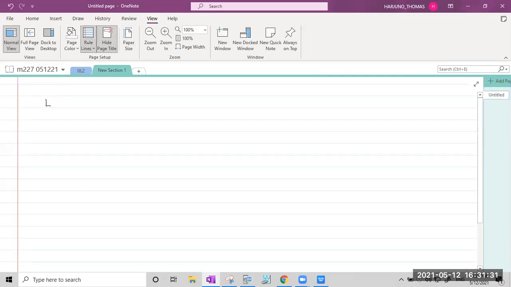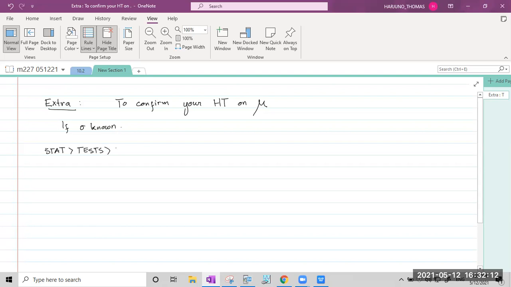So, extra, to confirm your hypothesis testing on mu: if sigma is known, then you will go to stat and then test and then use z-test. If sigma is unknown, then you will use stat, test, t-test.